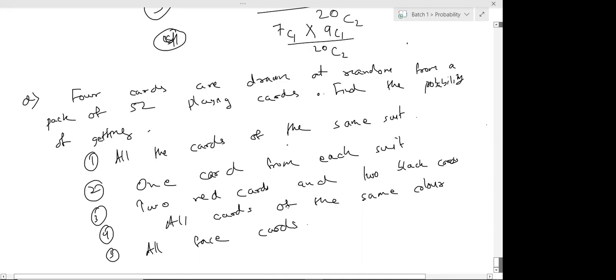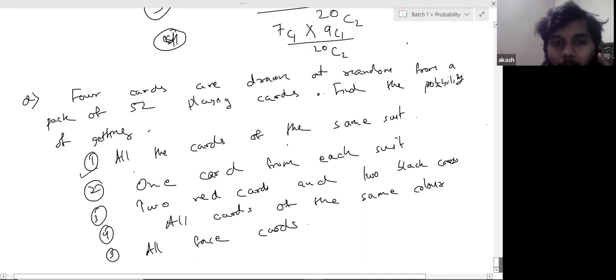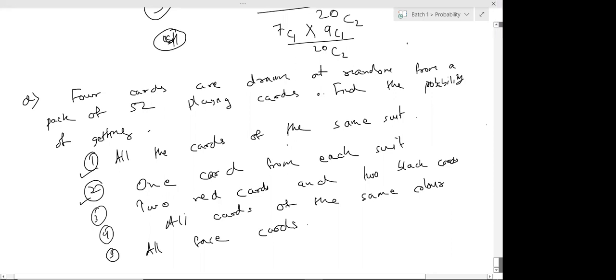Sir, here take one from each suit or four from each? In the first part, they are saying all the cards of the same suit. So either four of them come from clubs or four of them come from diamonds, like that. What you are saying is the second part, one card from each suit. All right? Yes, sir. Okay.